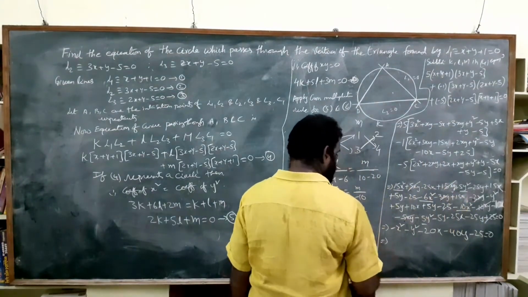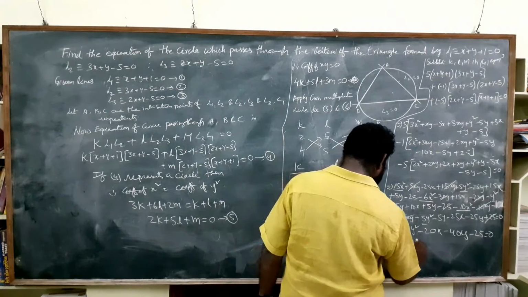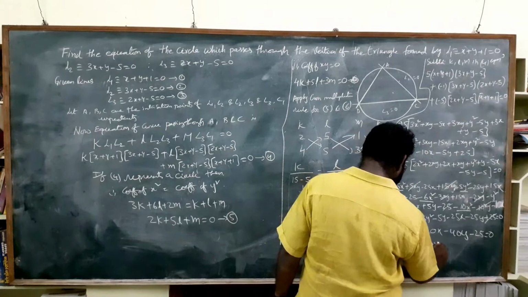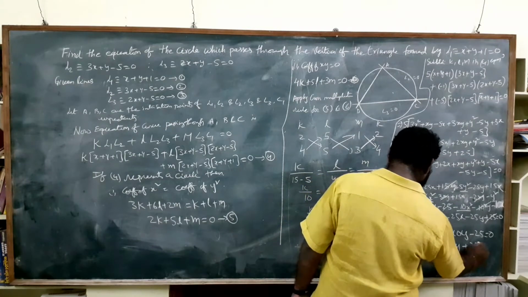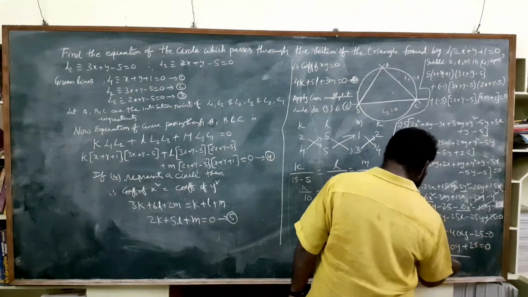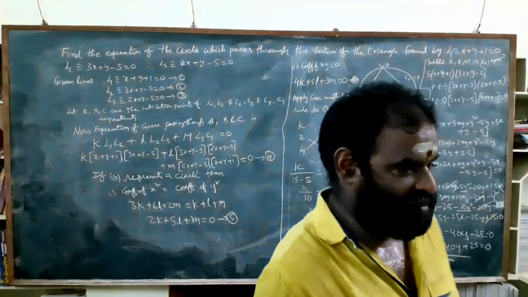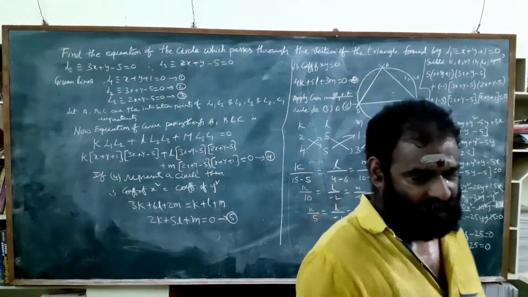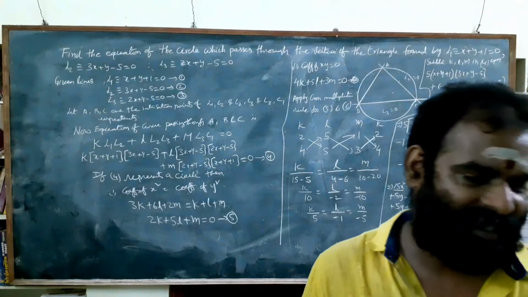Throughout the equation you have to multiply with minus, then you get x square plus y square plus 20x plus 40y plus 25 equal to 0. This is the required equation of circle. So friends, understand, it is the simple model. Compare it to one, or you can do this problem in that method also.